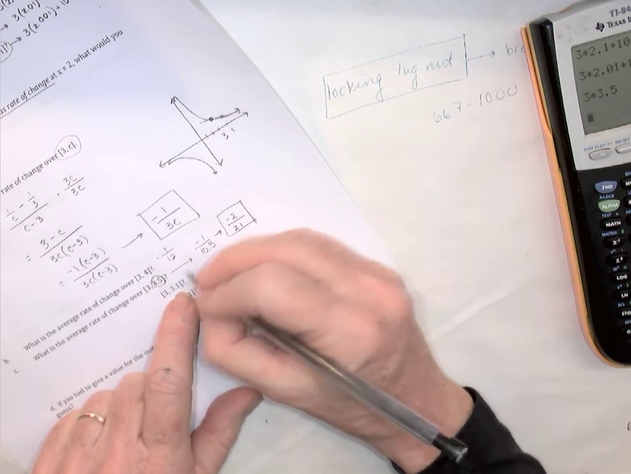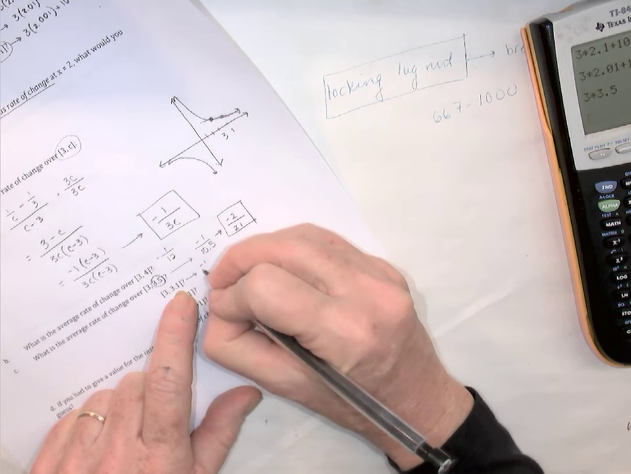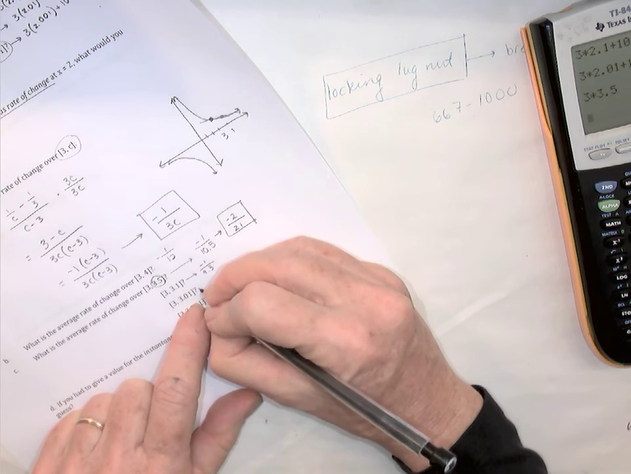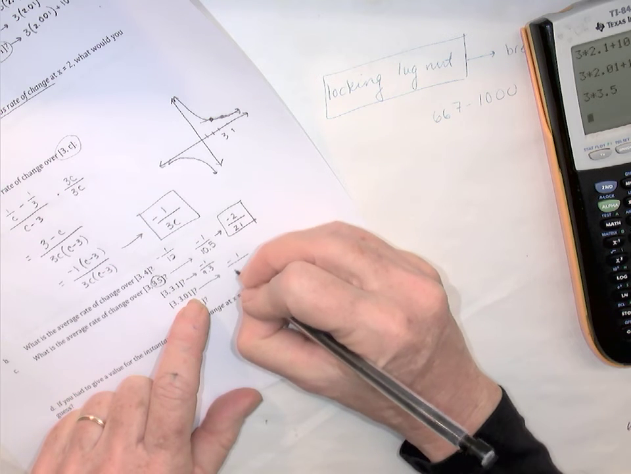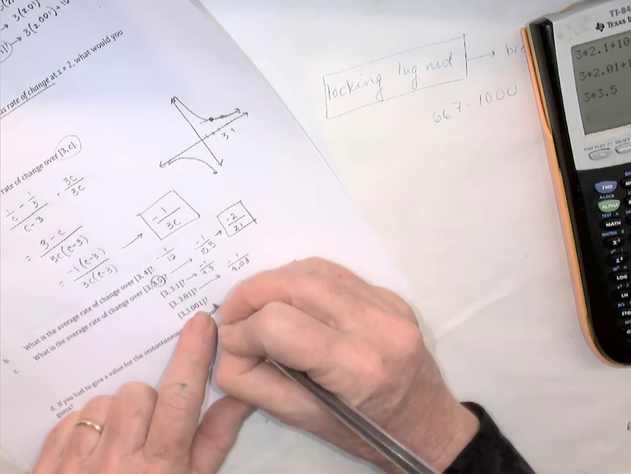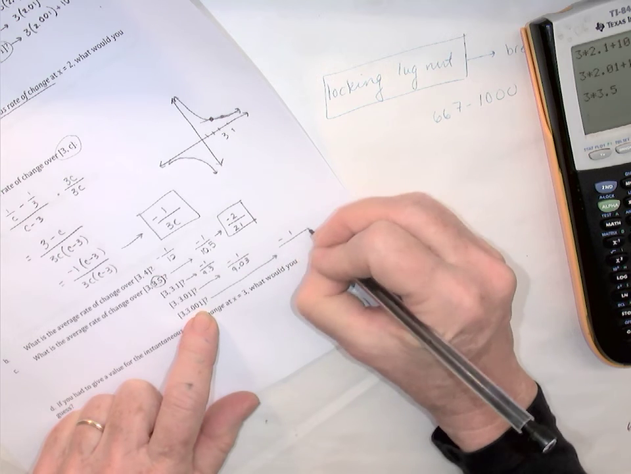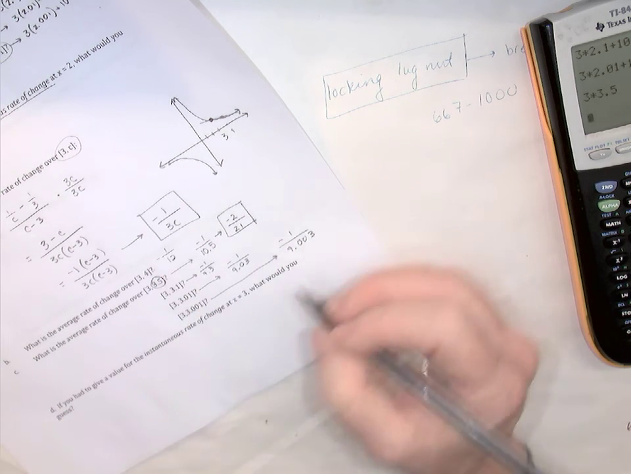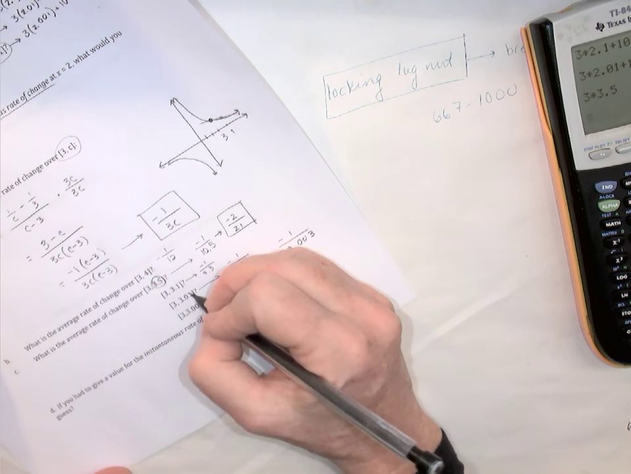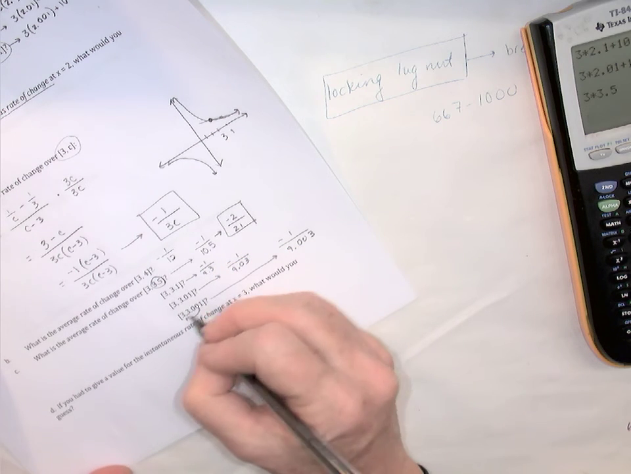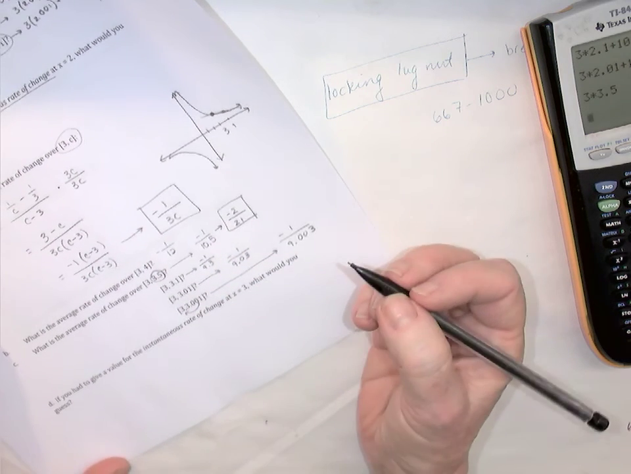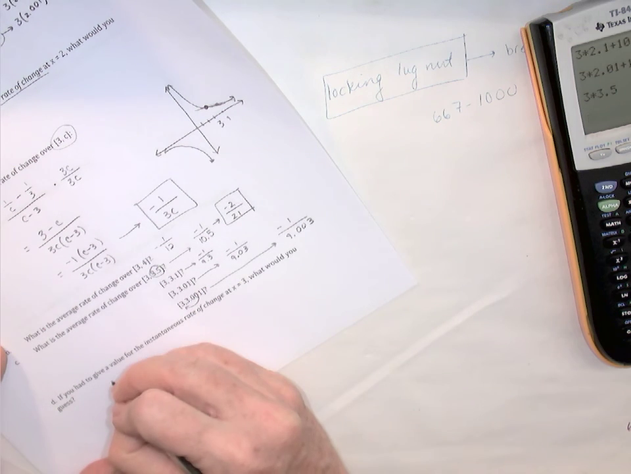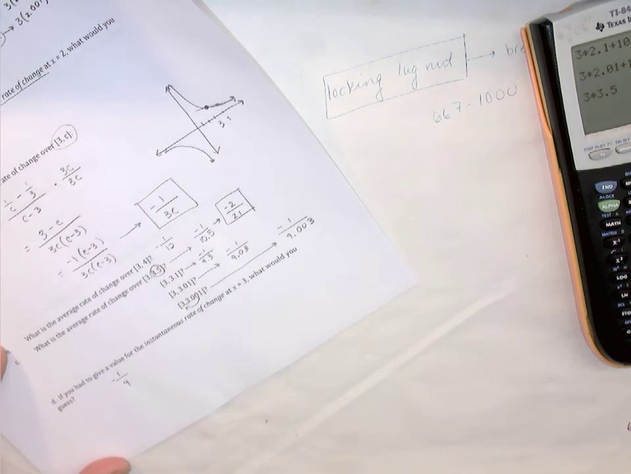Okay, if we're going from 3 to 3.1, this is going to be -1 over 9.3. Over here this is going to be -1 over 9.03. Over here this is going to be -1 over 9.003. So it seems as though as c gets closer and closer to 3, as this interval gets smaller and smaller, the average rate of change is getting closer and closer to -1/9.